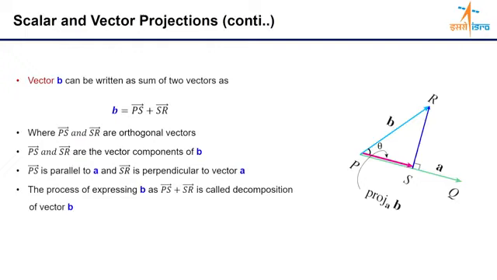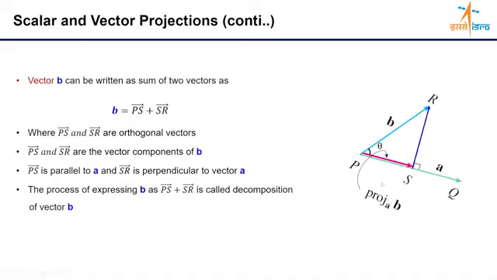Meaning they should start from the tail and end at the head, and then another vector should start from the head of the previous vector and end somewhere else. Then the next vector should start from the head of the previous vector and end somewhere else. That process should be satisfied, and in that way a single vector can be written as a sum of more than two vectors. So B is the combination of these two vectors.